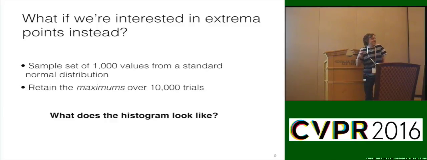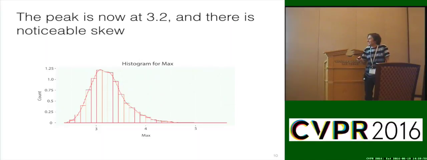Okay, Mark is cheating from a prior. But I think the guess will say it's not going to look like a bell curve per se. Notice that this peak is now at 3.2. There's a shift here, and there's a noticeable skew in the overall distribution. This isn't what we'd expect if it were a Gaussian. And so something has changed here, right? The nature of the data are different.